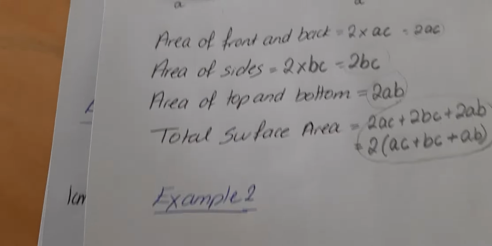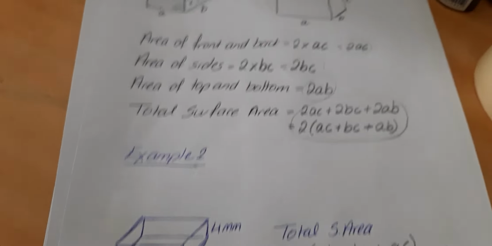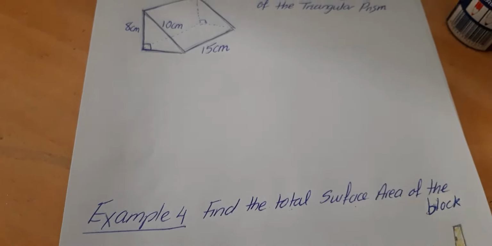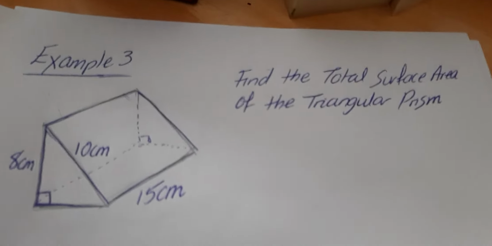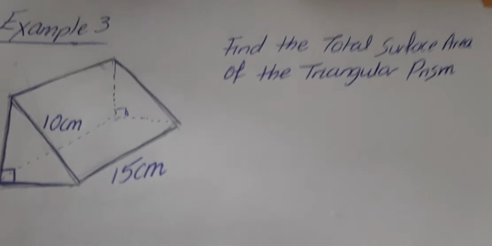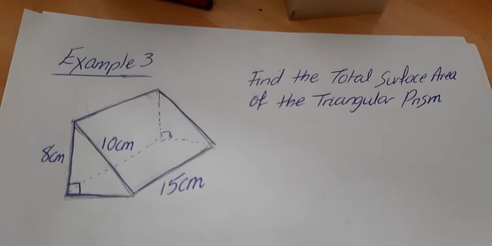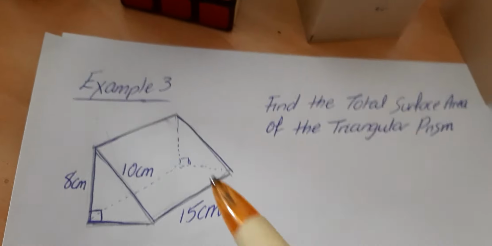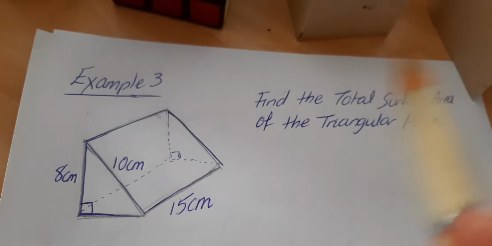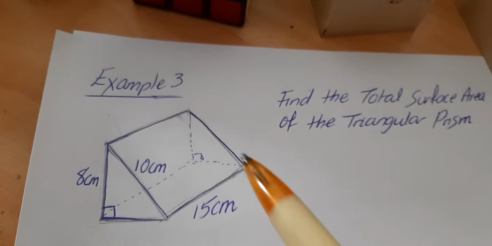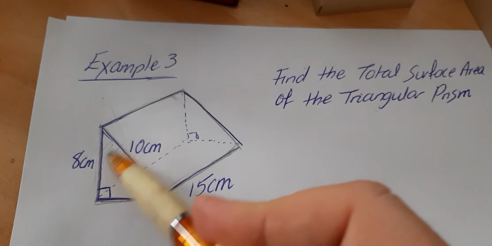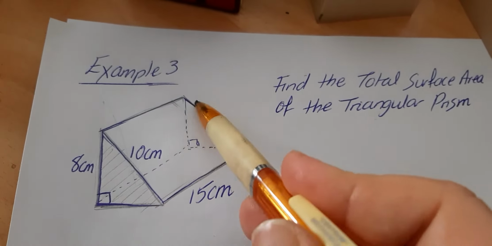Right, let's have a look at a different one. These are the 2 general ones for which you have formulas, the cube and the cuboid. We have the 6a squared and we have the 2ab plus 2bc plus 2ac. Now we're looking at this prism here. It's the triangular one. It says find the total surface area of the triangular prism. We have 2 sides: a front, which is a triangle, and a back.